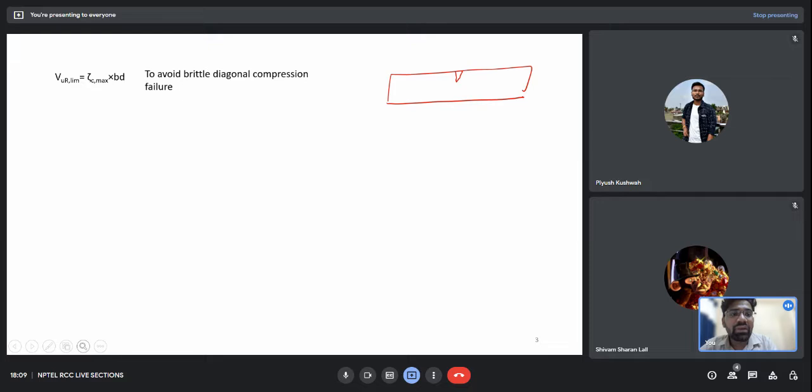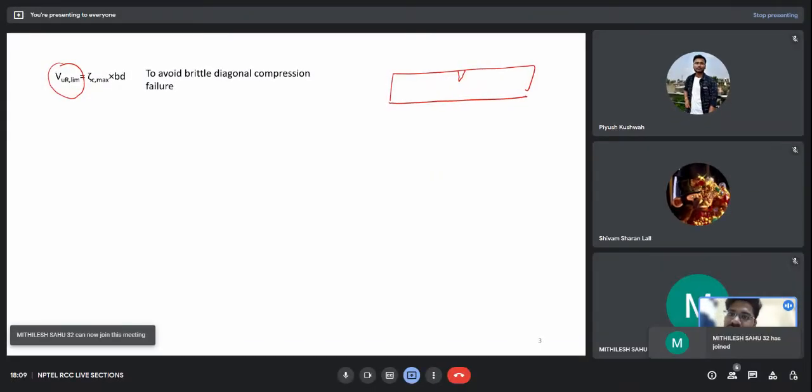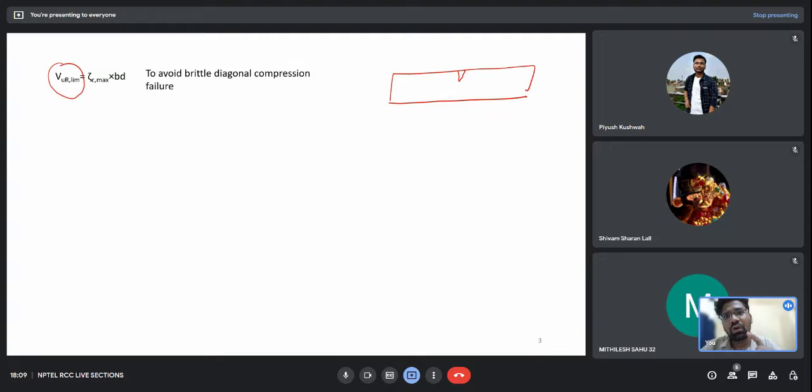So we have to limit the shear resisted by this beam to the VUR limit. Why? Because if this failure occurs, irrespective of what shear reinforcement we have provided, our beam will fail. Whatever amount of reinforcement you provide for shear resistance is useless if the shear falls greater than the VUR limit, because the beam has to fail. This is a brittle failure, and we do not want our beam to fail all of a sudden because of diagonal compression failure. So the shear resistance of our beam should be less than the VUR limit.